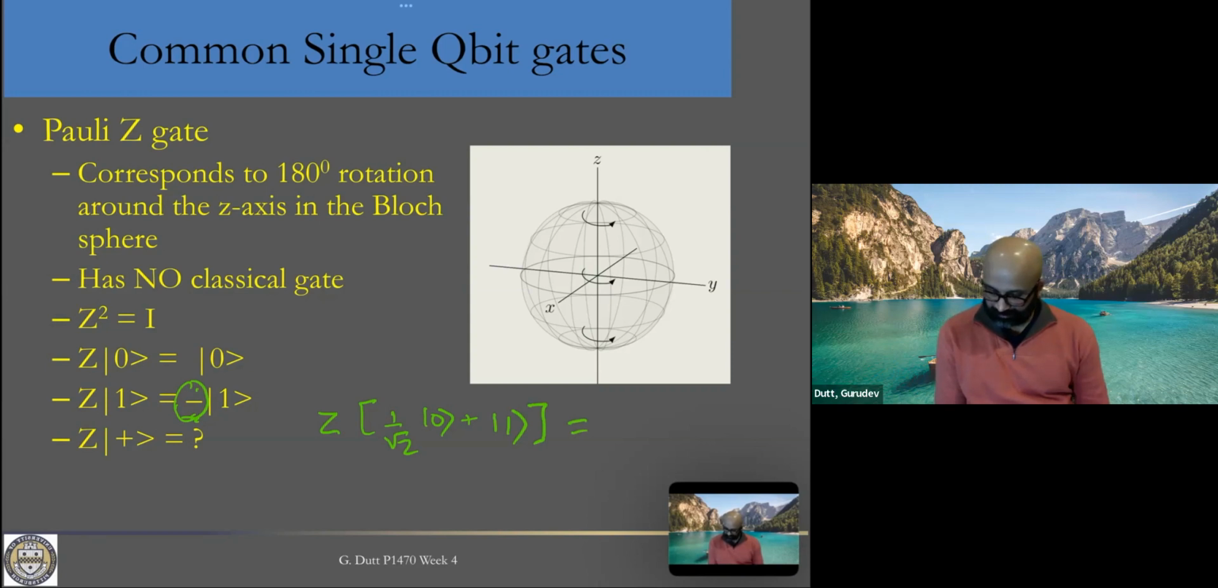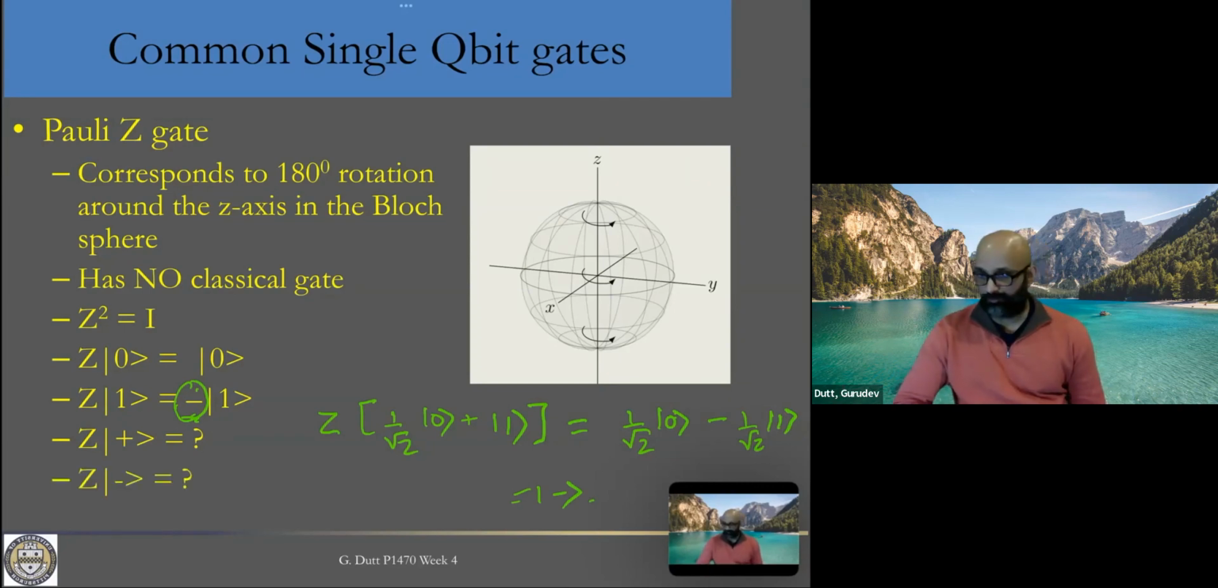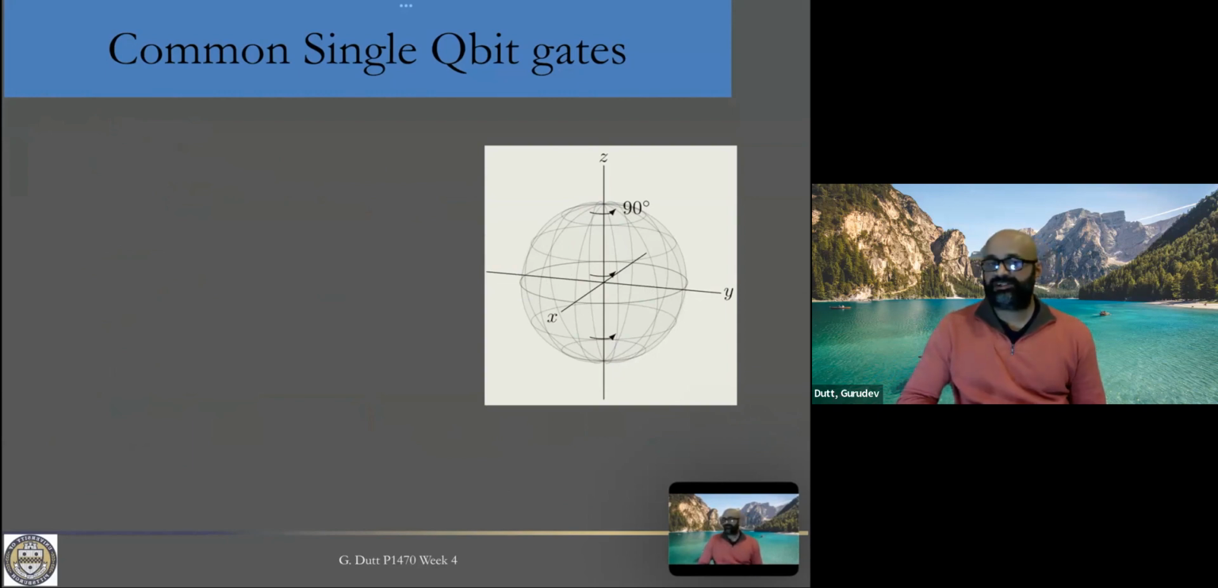So we see that the action of Z on the basis state will take me to 1 over root 2, 0, minus 1 over root 2, 1. And that is the minus state. And you can similarly verify what the minus state will do. It will go back to the plus state. Okay, so that's the Z gate.